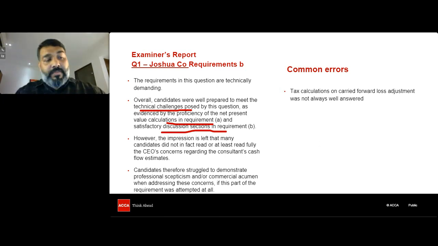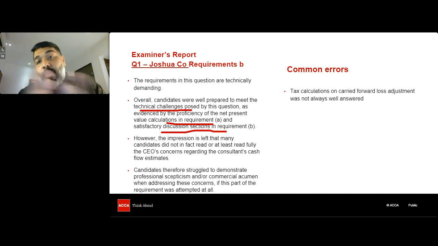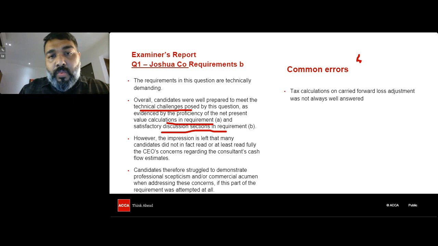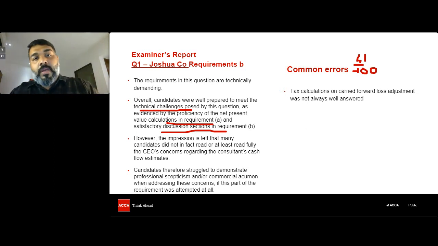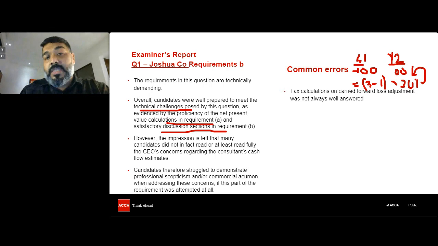The common error was in the tax calculations. Whenever tax calculations came up, students did not know how to properly adjust if one particular year was a loss and the subsequent year was a profit. Let's say year one was a loss of 100. Certain students did not carry this forward to the second year. If the second year was a profit of 300, when you calculate your tax, you should reduce 100 from this 300 and then multiply it with the tax rate. Suppose the tax rate is 30%, you multiply it with the tax rate. This tax shall apply only to the second year. So tax calculations on carry forward of loss were not properly answered by several students. There was a wrong approach there.